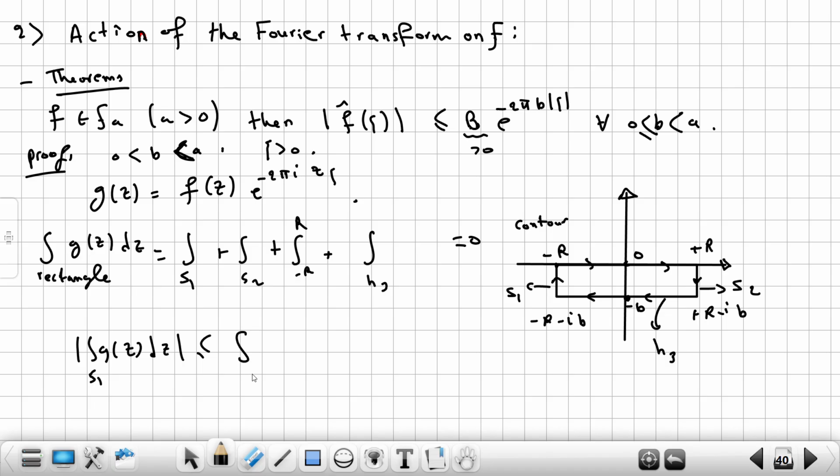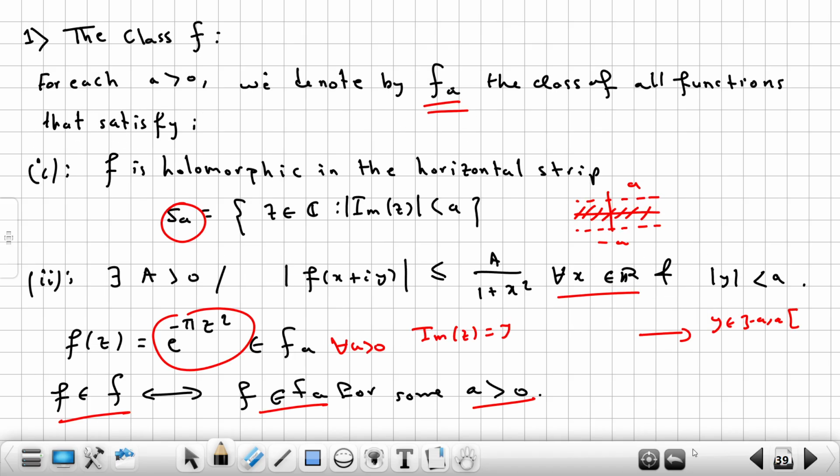After parameterizing, we find that it is less than or equal to the integral from 0 to b of the modulus of f of minus R minus it, times e to the power minus 2 pi i (minus R minus it) xi dt. Now, using the fact that f belongs to F_a here, we can benefit from the second condition.